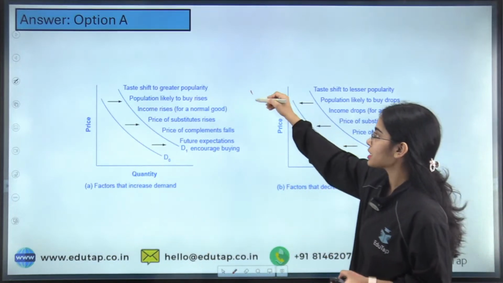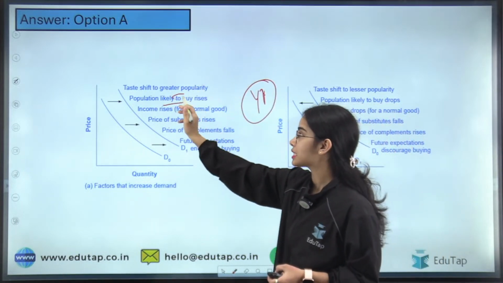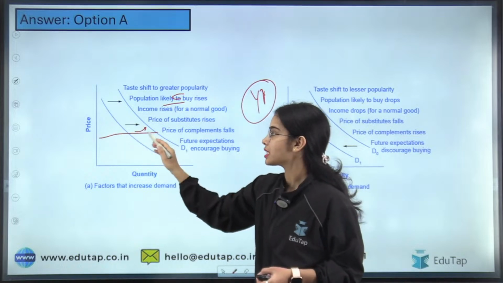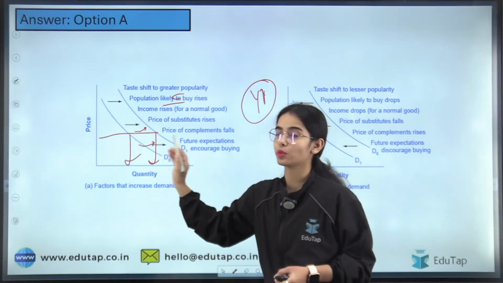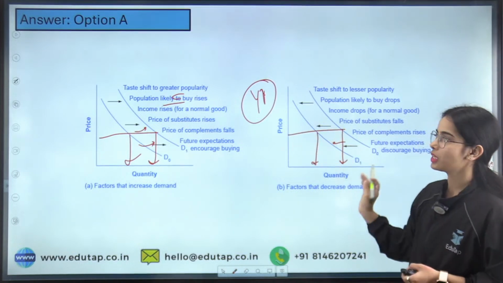Okay, if your income is increasing, if tastes and preferences are better, or population is increasing, then at the same price the demand is increasing, so there is a rightward shift. If at the same price the demand is decreasing, there is a leftward shift.